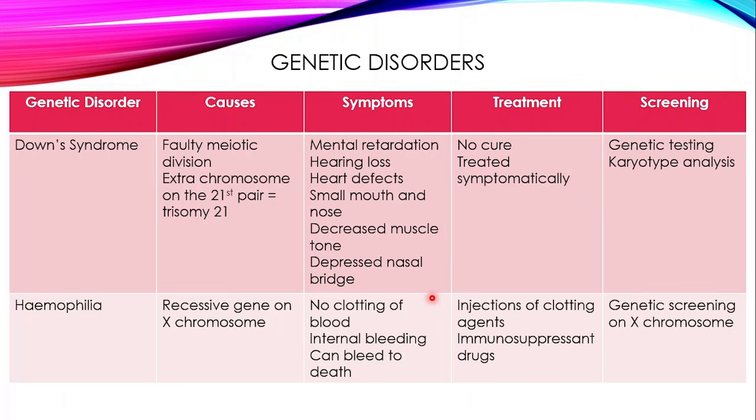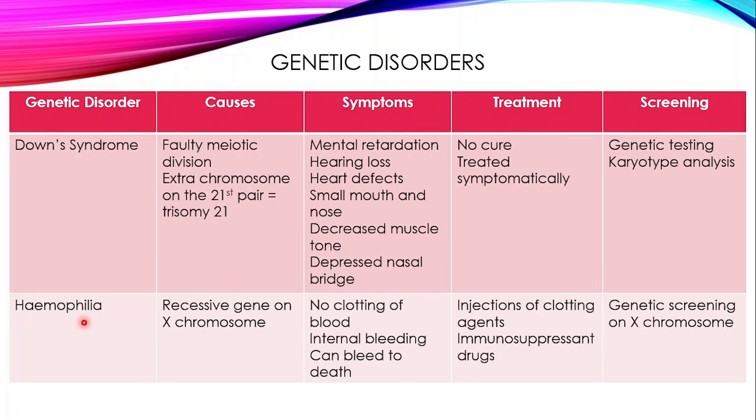Okay, genetic disorders. So there are 2 genetic disorders which are discussed in the syllabus, Down syndrome and hemophilia. So it's caused by faulty meiotic divisions, and it's when an extra chromosome on the 21st pair of chromosomes occurs, and this is called trisomy 21. It's caused by non-disjunction. Then symptoms, mental retardation, hearing loss, heart defects, small mouth and nose, decreased muscle tone, and a depressed nasal bridge. And then treatment, there's no cure, but it is treated symptomatically. And screening, which you can do while the mother is still pregnant to test whether the child will have Down syndrome. You can do genetic testing or a karyotype analysis.